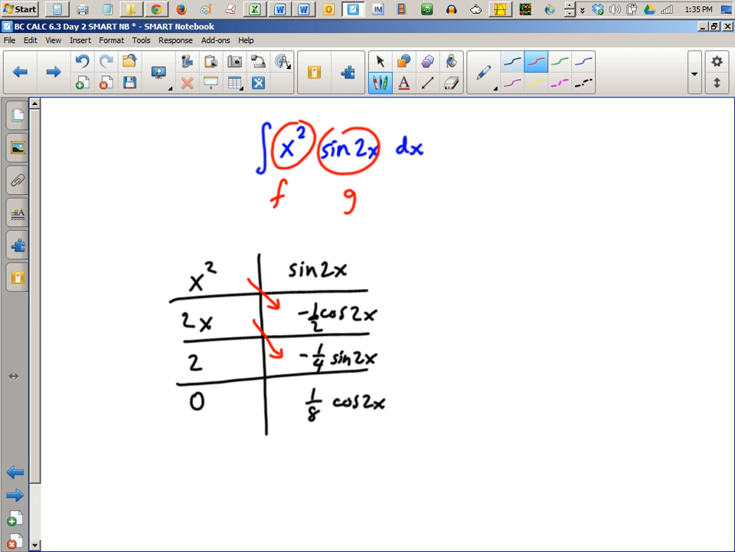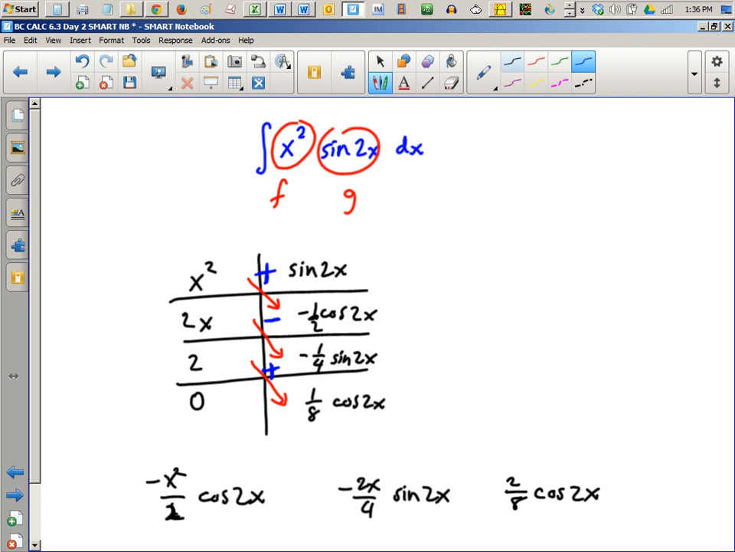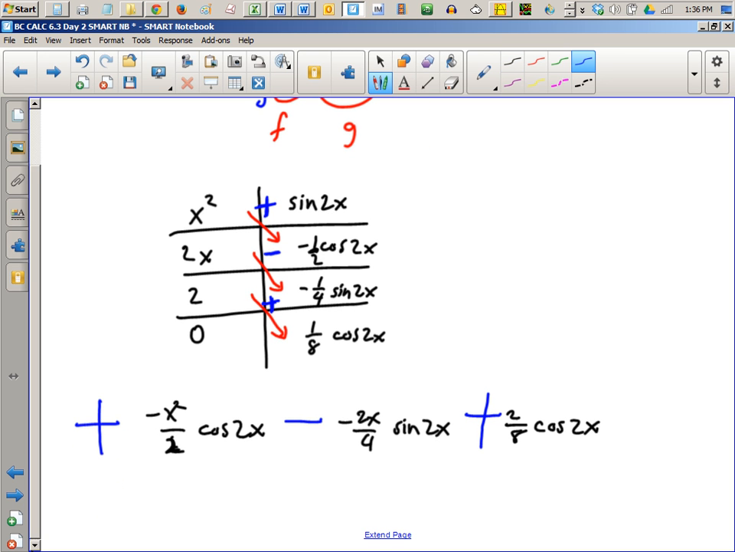Okay, now we'll put in our arrows. 1, 2, 3 arrows for this problem. And multiplying along the arrows, we get negative x squared over 2 cos 2x. And the second one is negative 2x over 4 sine 2x. And the next one is 2 over 8 cos 2x. And then we'll put in our mandatory alternating signs. We've got a plus, a minus, a plus. We'll slap that in here, plus, minus, plus. And then we'll clean it up. Try not to clean it up until you're actually done writing it out, okay? Because you might make an error.